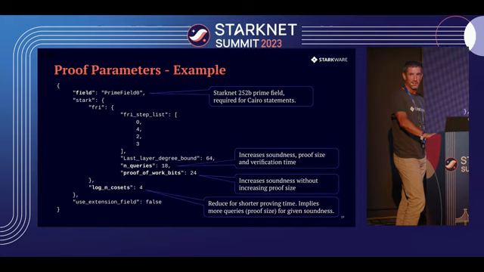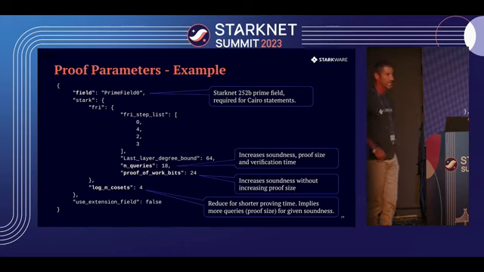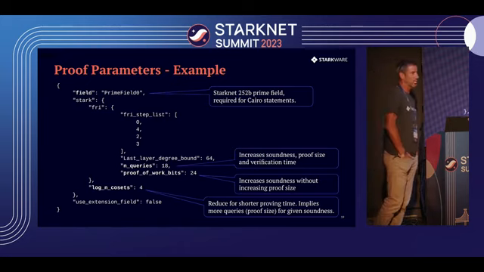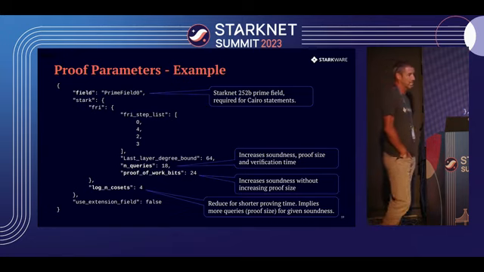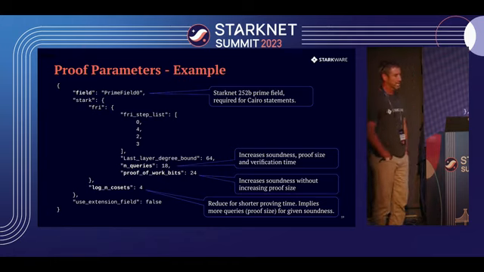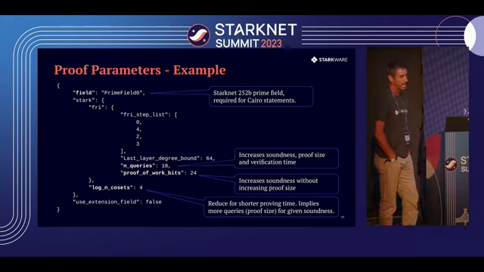In code, it looks like this. It's basically a JSON file with parameters inside. The top parameter here specifies the field on which the prover works. The prover supports multiple fields, but when you want to run it with Cairo, you need to use the field that is used by Cairo in Starknet. Here it's called prime field 0, which is the Starknet prime field, a 252-bit field.